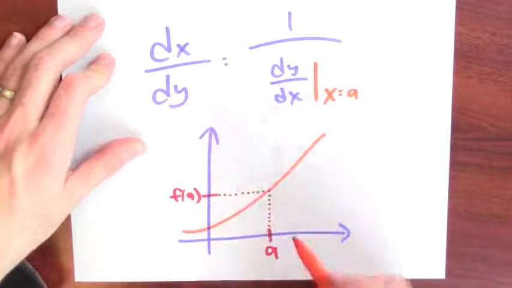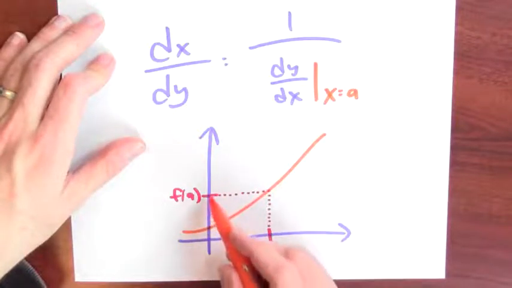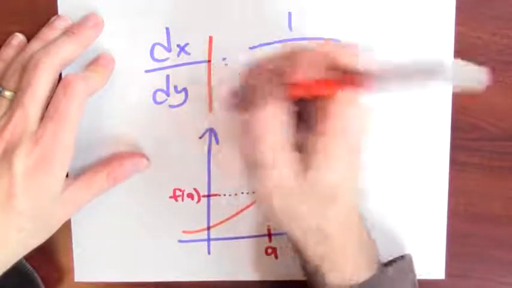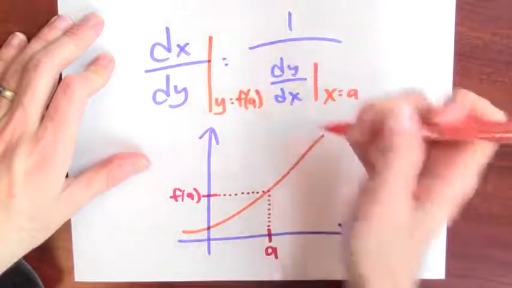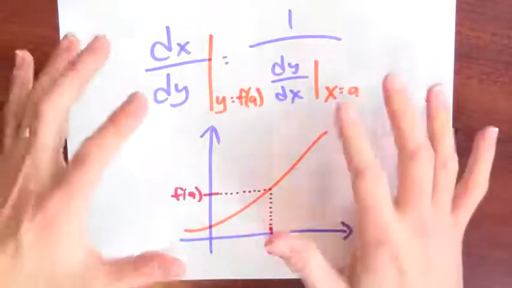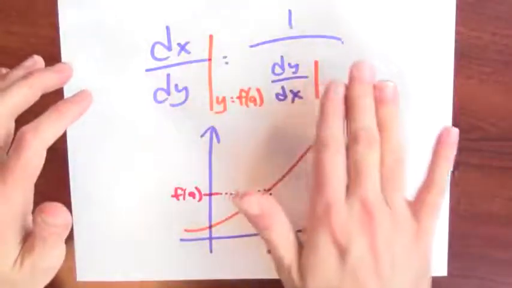Well, then where is y wiggling? If x is wiggling around a, y is wiggling around f of a. So the derivative on this side is really being calculated at y equals f of a. And it's really necessary to keep track of where this wiggling is happening in order to get a valid formula.